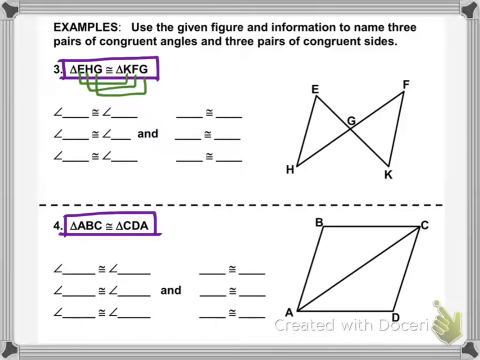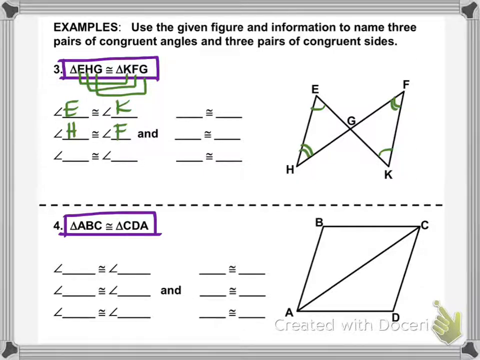Let's go with E and K. That means these two vertices correspond, which means their angles are congruent. So angle E goes with angle K. The next two letters are H and F. So vertex H and F correspond, therefore their angles are congruent. Angle H is congruent to angle F.